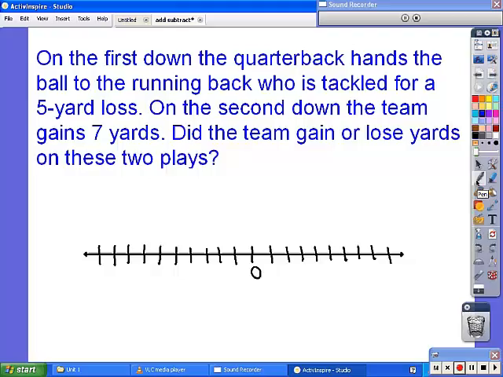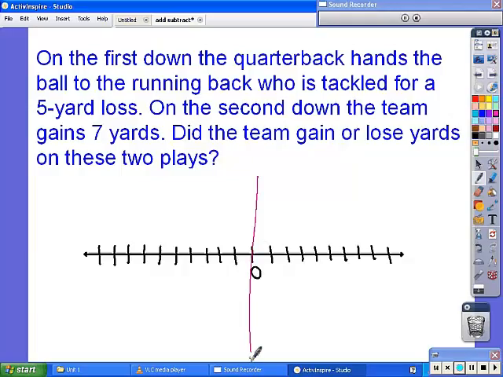On the first down, the quarterback hands the ball to the running back who is tackled for a 5-yard loss. On the second down, the team gains 7 yards. Did the team gain or lose yards on these two plays? All right, those of you that know about football, you start at your line of scrimmage. So this basically is going to be your line of scrimmage is at 0.